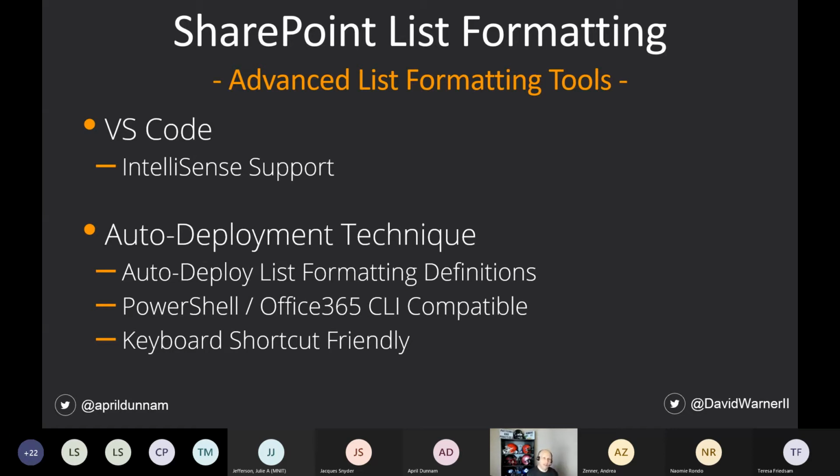This auto deployment technique is available to you, which automates all that. So you can set up a keyboard friendly shortcut. You select your keyboard shortcut. It activates PowerShell or the Office 365 CLI, and behind the scenes, it connects to your list, updates the list formatting definition, brings your browser to the forefront of your screen, refreshes it, and you see your content, right? Which is pretty slick. So it provides you just a little bit cleaner way of deploying, if you will, while you're developing your list formatting definition out there.